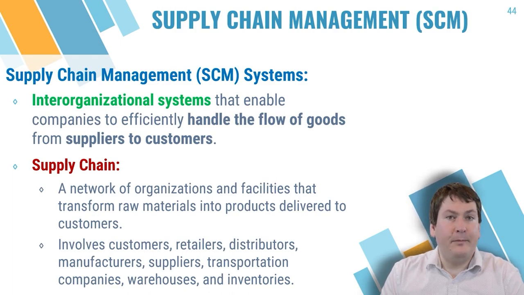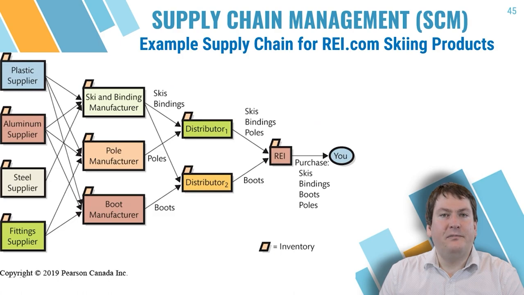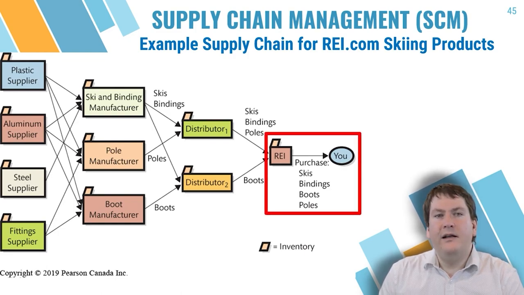Let's take a look at an example. Here we have the supply chain for REI, an online retailer of recreational equipment. In this case, we're looking specifically just at skiing products. Let's imagine you're purchasing some skis, bindings, boots, and poles from REI for an upcoming ski trip. These were all likely already in REI's inventory, as they showed in stock on their website, which allowed you to purchase them.